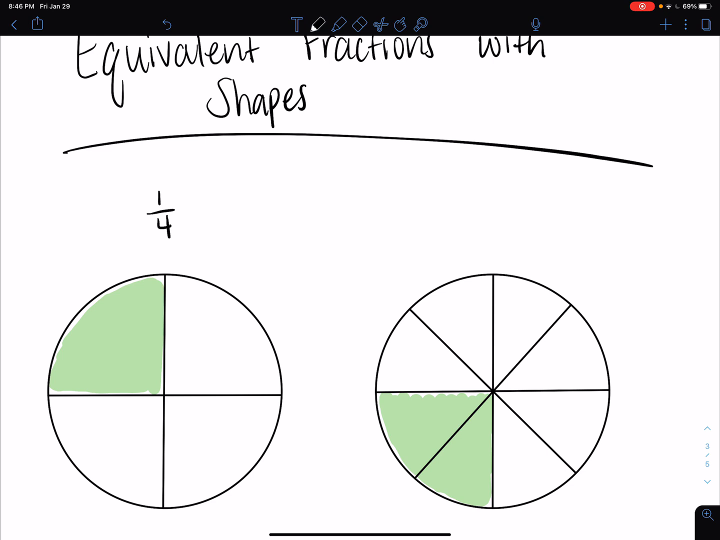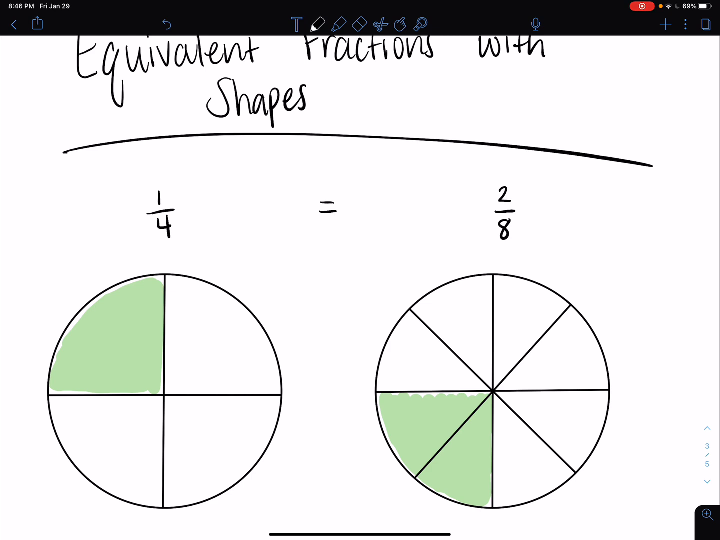And then looking at my circle over here on the right side, I can see that my circle is divided into 8 pieces, and I see that 2 of those pieces are shaded, so my fraction is going to be 2/8. And looking, I can see that it is the same size shaded, so I can see that 1/4 is going to be equal to 2/8.